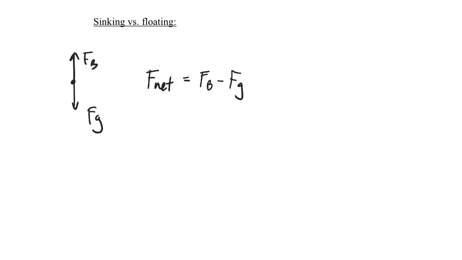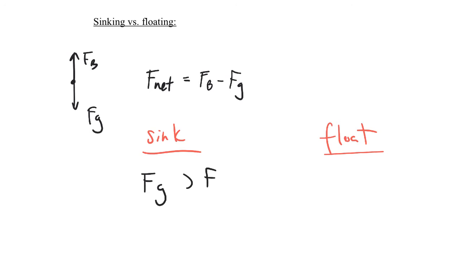So let's talk about those 2 scenarios now. Let's start with sinking over here, and then we'll talk about floating over here. So again, when it sinks, we know that the weight is more than the buoyant force. When it sinks, the weight supersedes the buoyant force. It's too heavy. It cannot float.